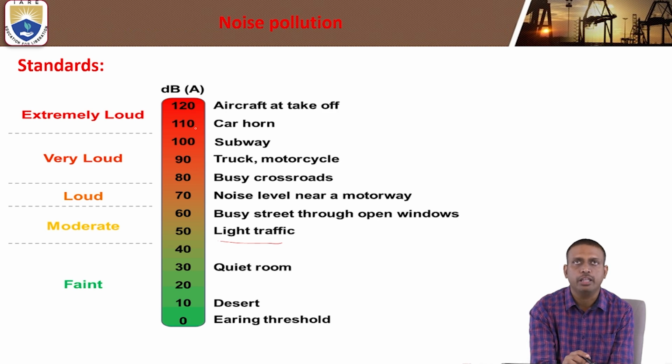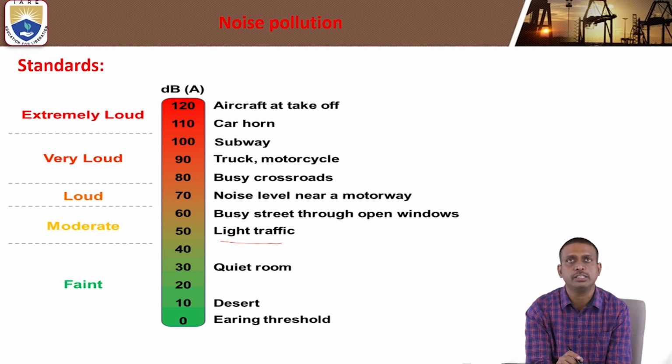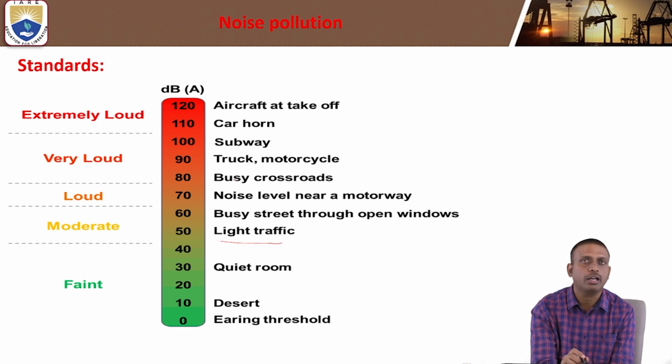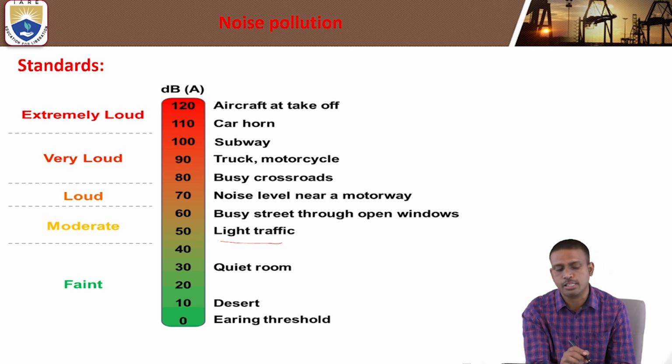A subway is 100 decibels. A car horn is 110, and 120 is an aircraft during the takeoff of an aeroplane. That is an extremely loud sound, 120 decibels. Based on moderate, loud, very loud, and extremely loud, a quiet room contains 30 decibels of sound, 50 is light traffic, a busy street through open windows is 60, and 70 is the noise level near a motorway. A busy crossroads is 80, a truck and motorcycle 90, a subway 100, a car horn 110 decibels, and an aircraft taking off produces 120 decibels.